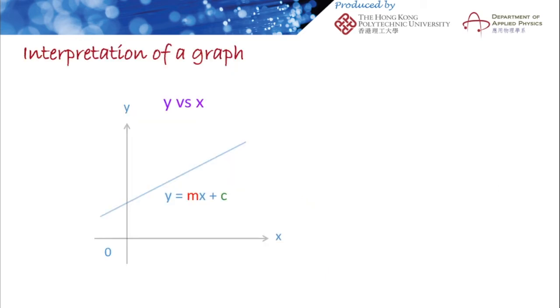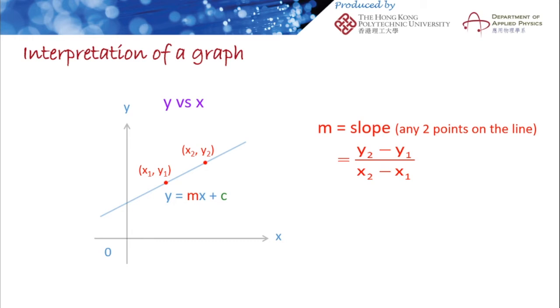Here is a straight line. It is a linear function. When we write the equation of a straight line as y equals mx plus c, m represents the slope of the straight line. We can find any 2 points on the straight line, and from the equation, the slope of the straight line can be obtained. c represents the y-intercept of the straight line. It is the intersection point of the straight line and the y-axis.